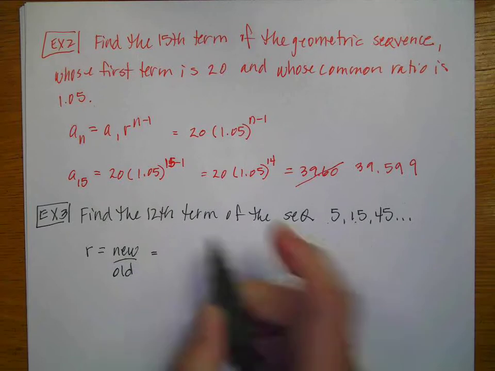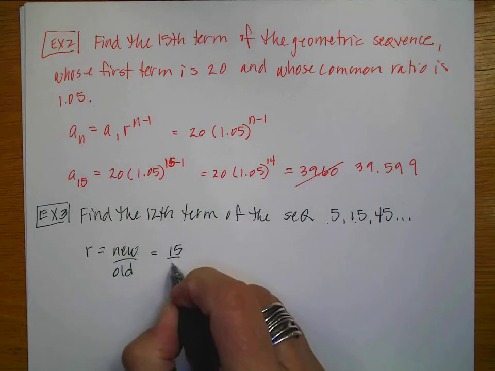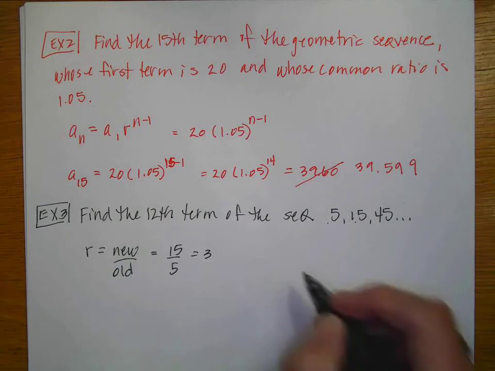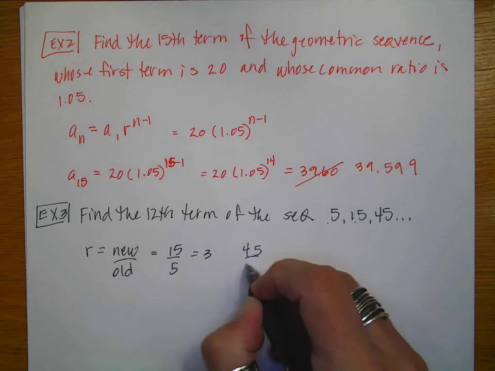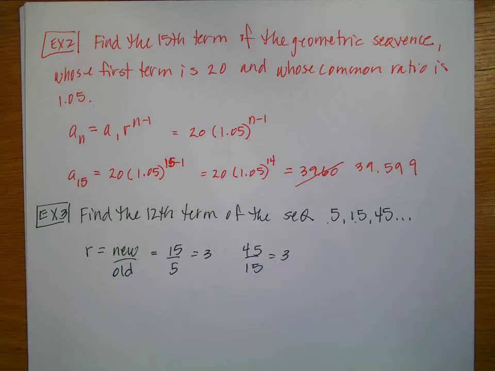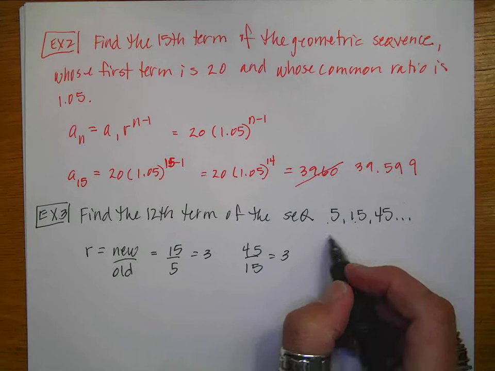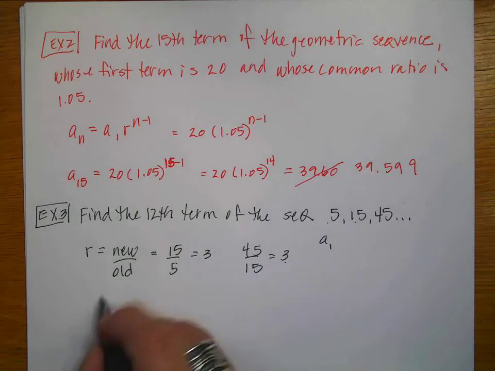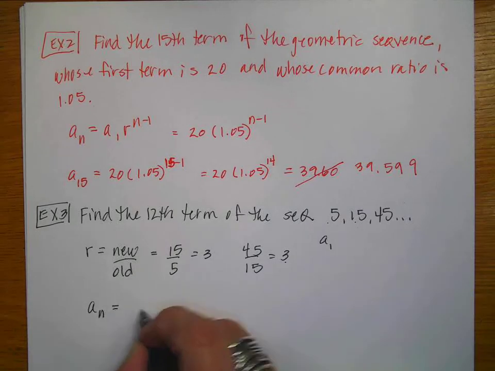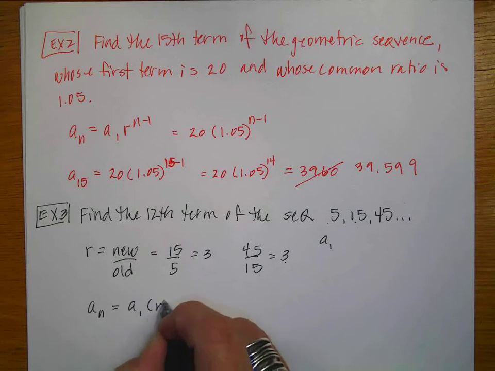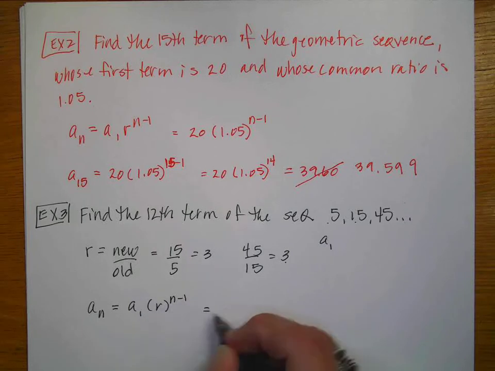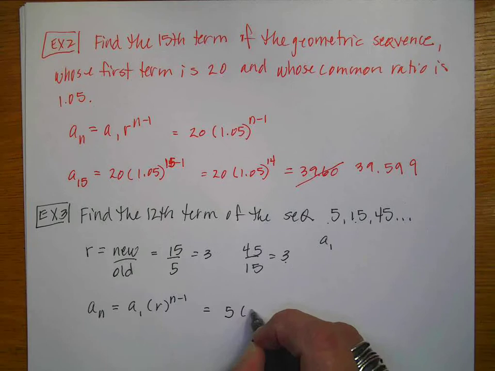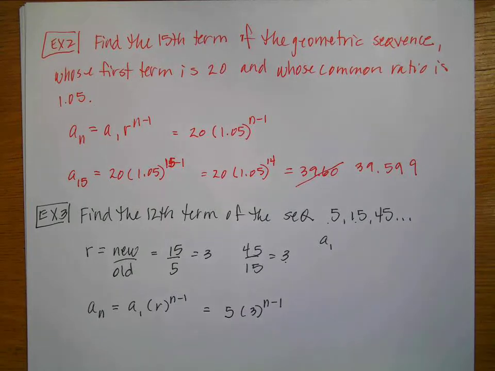I'm just going to do it twice to show that it's the same. So 15 divided by 5 is 3. I could have done 45 divided by 15. I would also have gotten 3. If the r value is not the same, then it's not a geometric sequence. I know a sub 1, I know r, so now I can write my rule. A sub n is a sub 1 times r raised to the n minus 1. So this is 5 times 3 raised to the n minus 1.